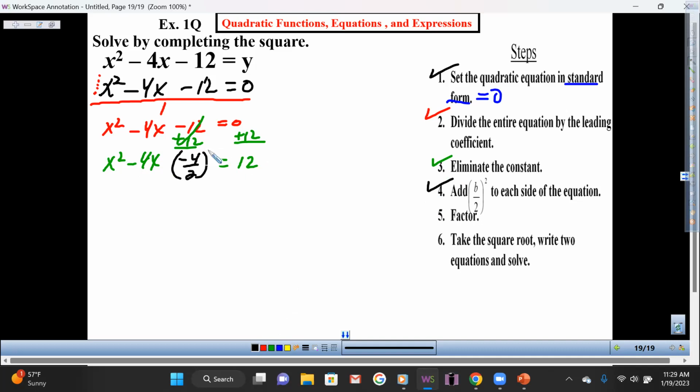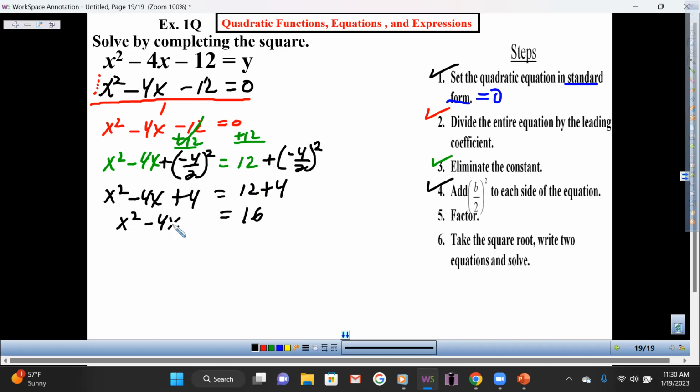-4/2 squared, and we add that to both sides of the equation. -4/2 squared. Let's simplify that. X squared minus 4x plus 4 equals 12 plus 4, and this is 16, and then I just bring this down again. All right, we're done with step 4.